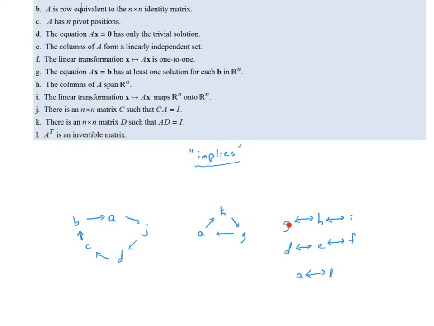These last three over on the right are all if and only if statements. So I don't need to connect these in a loop or a triangle, because the if and only if statements have arrows on both sides. They imply each other in both directions.